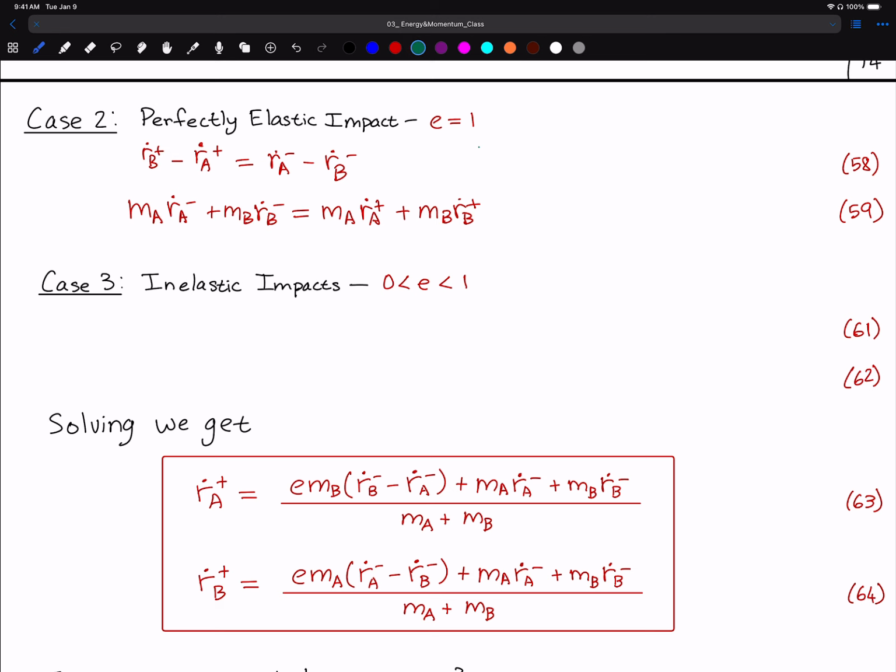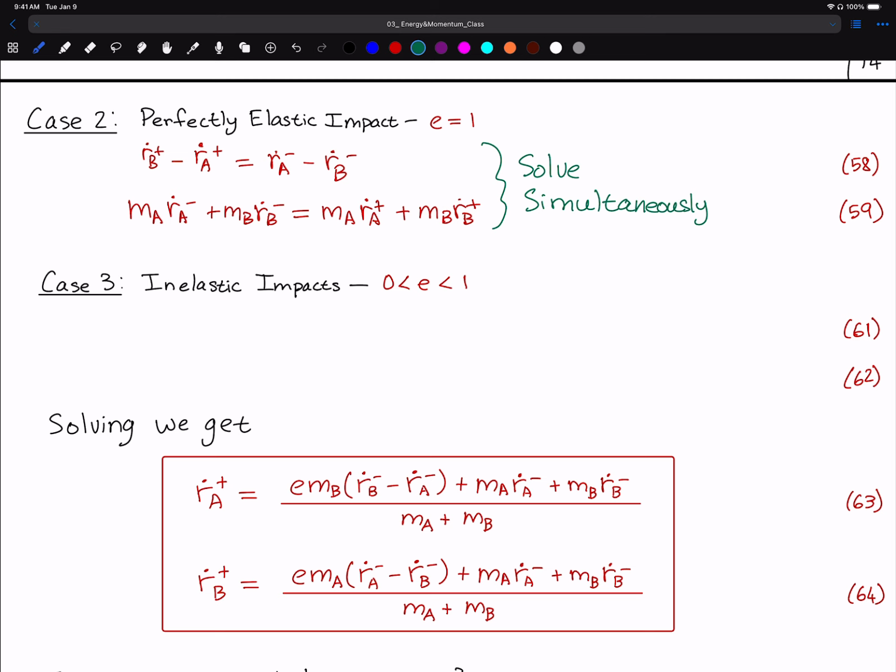You have two equations here, two unknowns, so you're going to have to solve this simultaneously. We're not going to solve it here because we're going to solve it for the next case where E is not equal to 1 or 0. The reason we're not going to do this is because when we solve for the inelastic impacts, which you can now see what the solution is, you can just plug in E equals 1 and then you'll get the same solution as case 2.